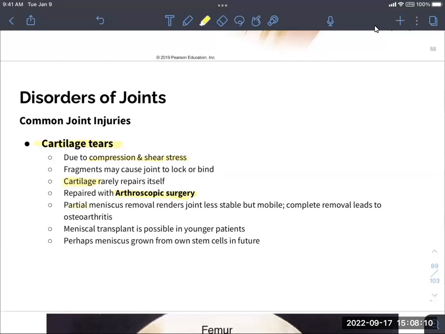You can maybe end up with a meniscus being removed, but that kind of leads to osteoarthritis, which is degeneration of the joint. So they'll tend to do more transplants in younger people, and they're looking at actually growing a menisci from stem cells. Kind of cool.